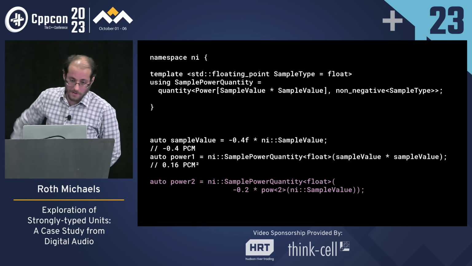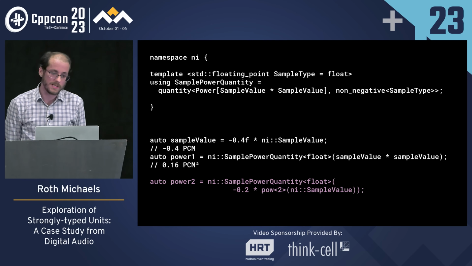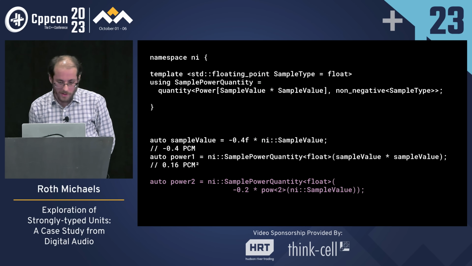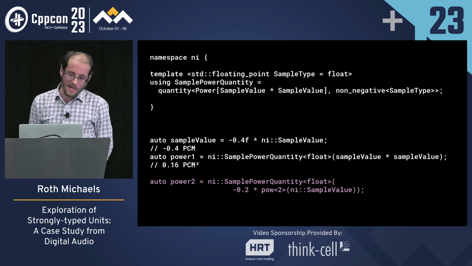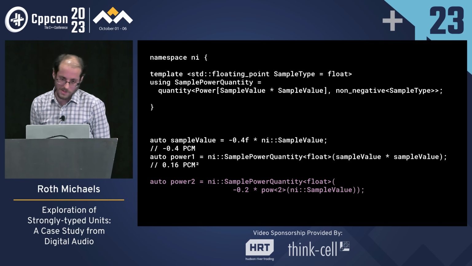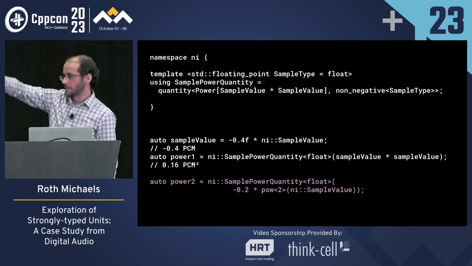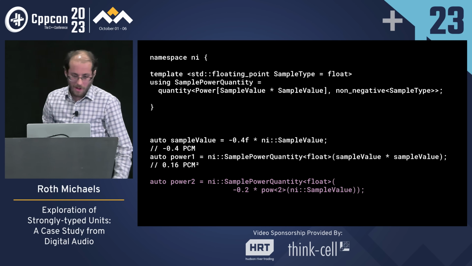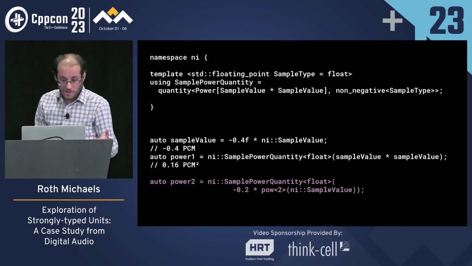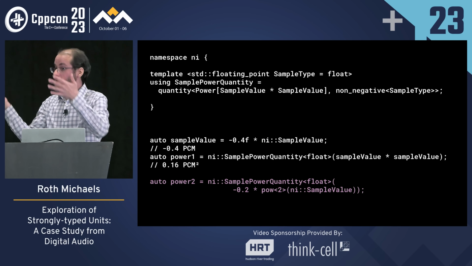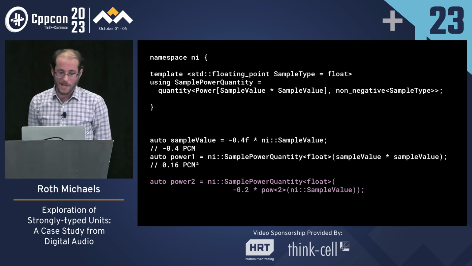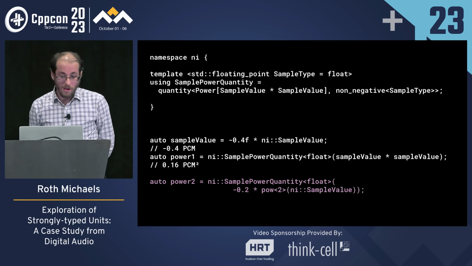So I've just kept that new sample power quantity type up there for you. If you notice on the first line, when we compute sample value, we do negative 0.4 times sample value. So in that oscilloscope, we're almost halfway down the bottom half of the oscilloscope. And then we square that to make a power. And so that's going to be a positive number, 0.16. And so we can totally construct a non-negative sample power quantity from that.